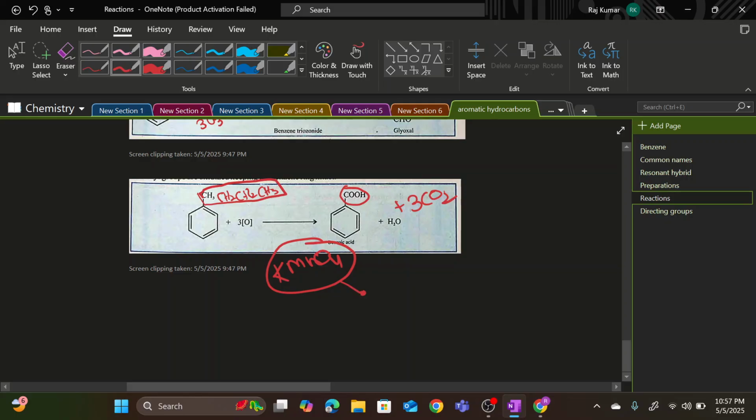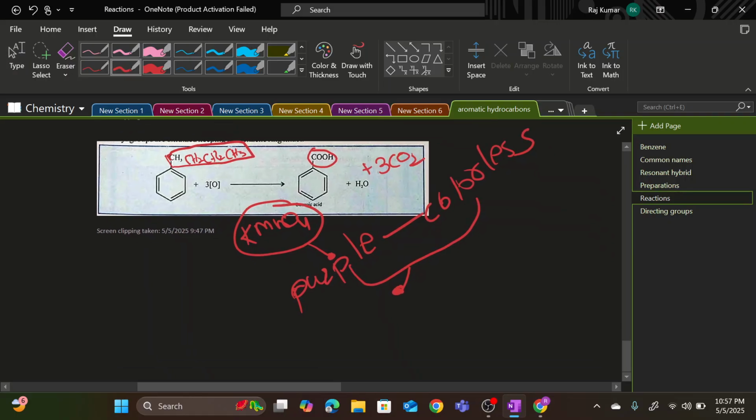So this is a thing that comes with potassium permanganate. And when the reaction happens, the potassium permanganate basically changes its color from purple to colorless. What does this mean? This can actually be helpful for scientists to find or identify alkyl benzene. It can be a test for identification of alkyl benzene.